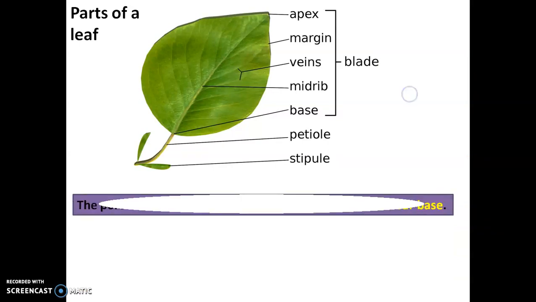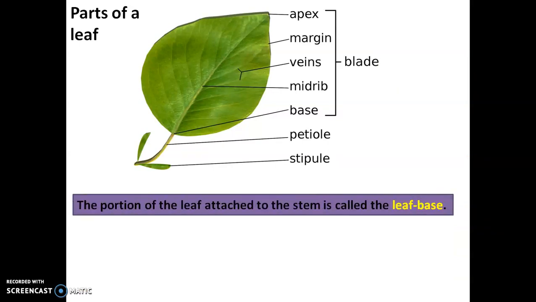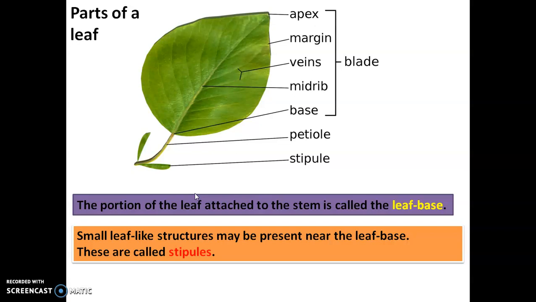Then going further, the portion of the leaf attached to the stem is called the leaf base. This is the portion of the leaf that is attached to the stem. Now this base is from where the leaves start. Then small leaf-like structures may be present near the leaf base, which are called stipules. Can you see these leaf-like structures? These are present at the leaf base and are called stipules.